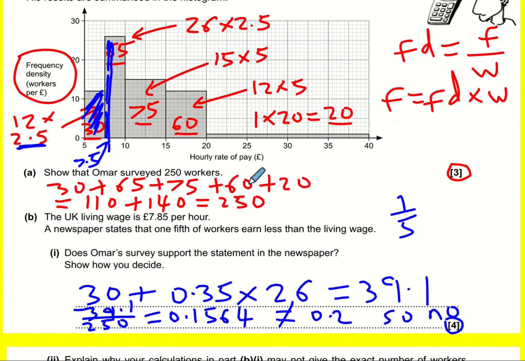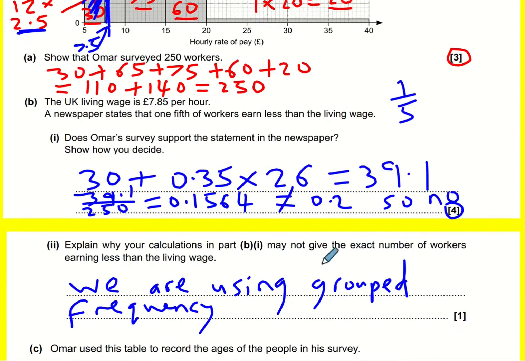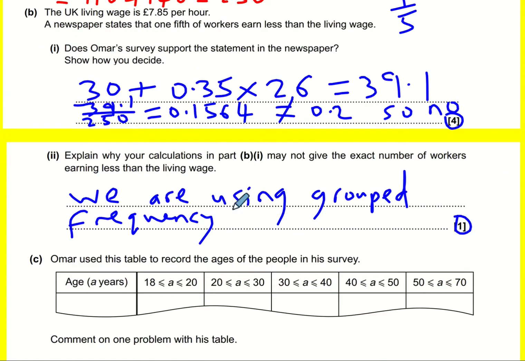I just mean, if somebody was earning £21, they'd be in this group here, but if they were earning £39, they'd also be in the group. And you don't really know how it's distributed. You sort of assume that it's uniformly distributed, but it might not be. So that's what makes it approximate. I think that's enough for the 1 mark. Words to that effect.